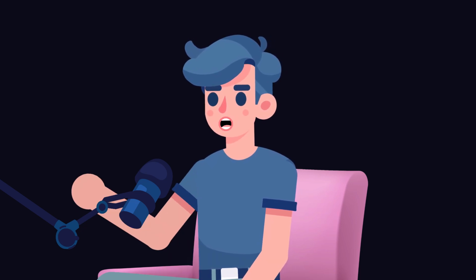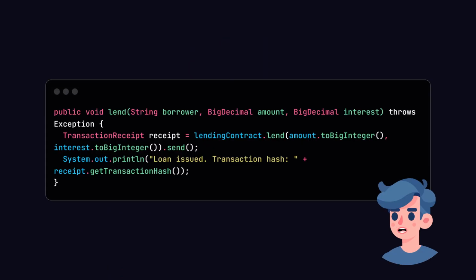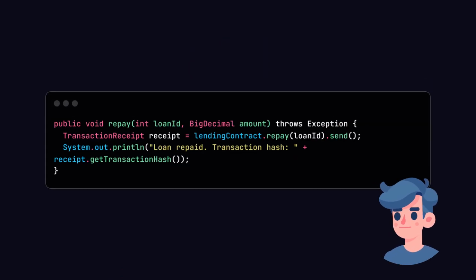In Lending Client, we start by initializing the Web3.js instance, which allows us to connect to our Ganache blockchain. We also load the deployed lending contract using its address. Next, let's add a method to lend cryptocurrency to the contract. This method sends a transaction to our smart contract's lend function and logs the transaction hash upon success.